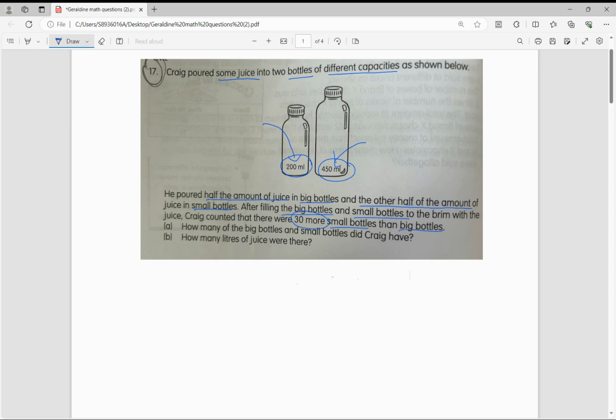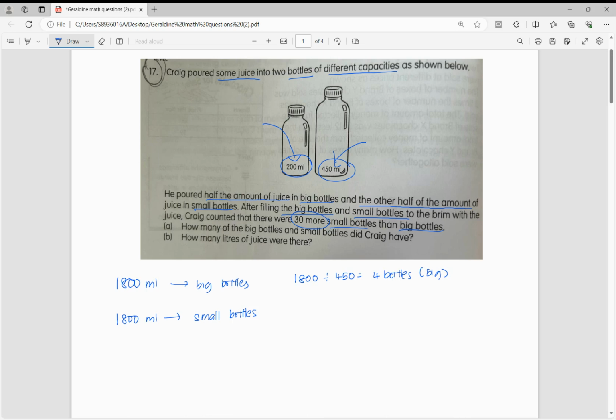Okay, so I'm just going to give you a very simple scenario before I continue. Let's say half the amount of juice is actually 1800 ml, and I pour this into the big bottles, and the other half of the juice, which is also 1800 ml, I pour into the small bottles. If I pour 1800 ml into the big bottles, I will need 1800 divided by 450. I'll need a total of 4 big bottles.